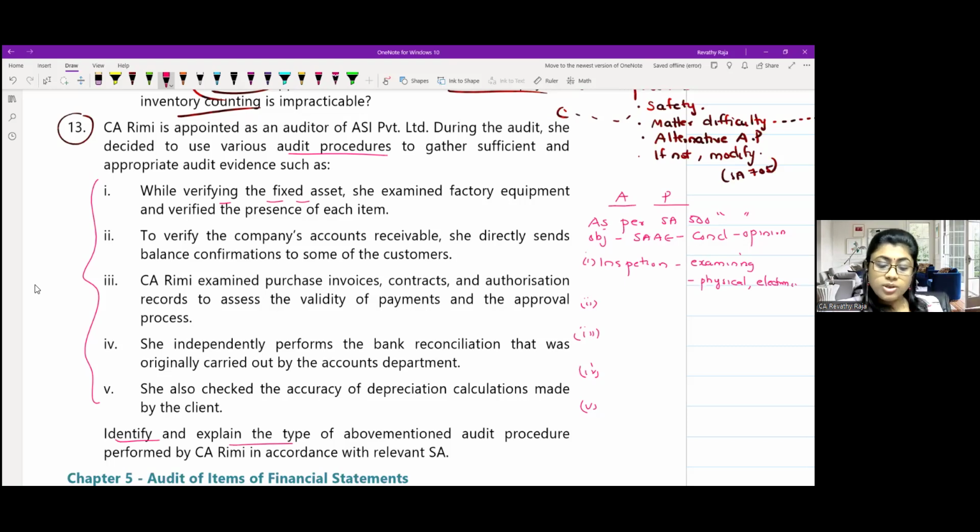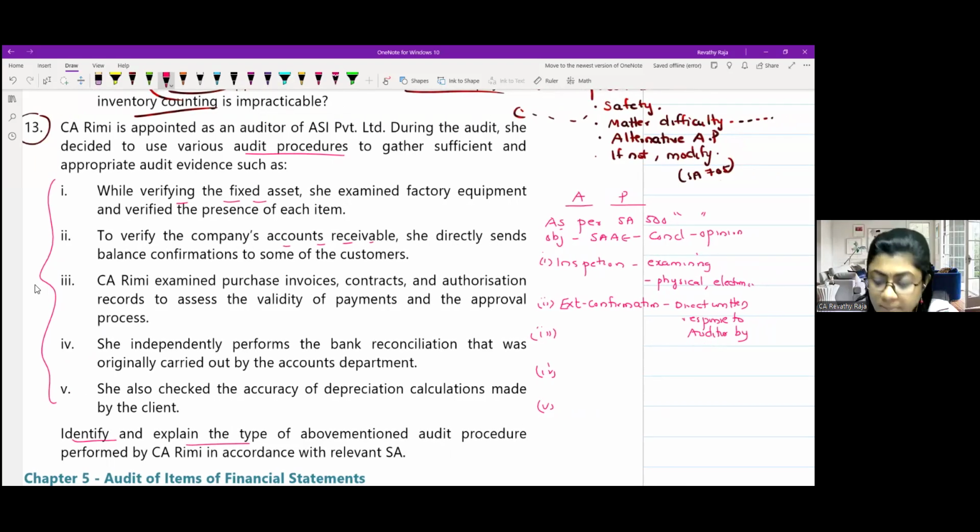Next. To verify the company's accounts receivables, she directly sends balance confirmation to some of the customers. Sends. One SA itself is there. External confirmation, SA 505, that's right. Now again, you write: external confirmation is a direct written response to the auditor by a third party, either in physical form, electronic form, or any other media.